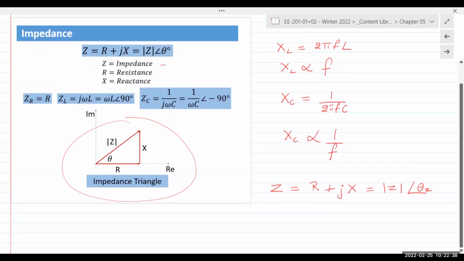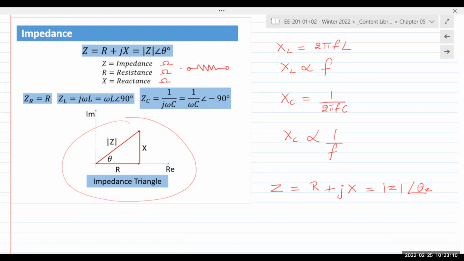The units for all three are the same, ohms. And so is the symbol. R, X, and Z are all represented using the same symbol that we have used for resistance, and the same units.